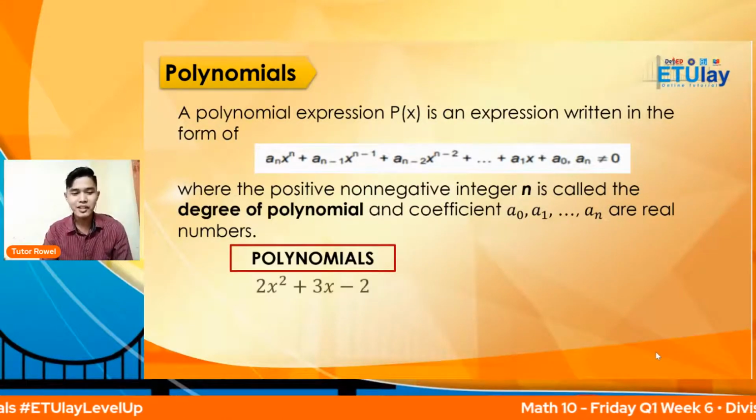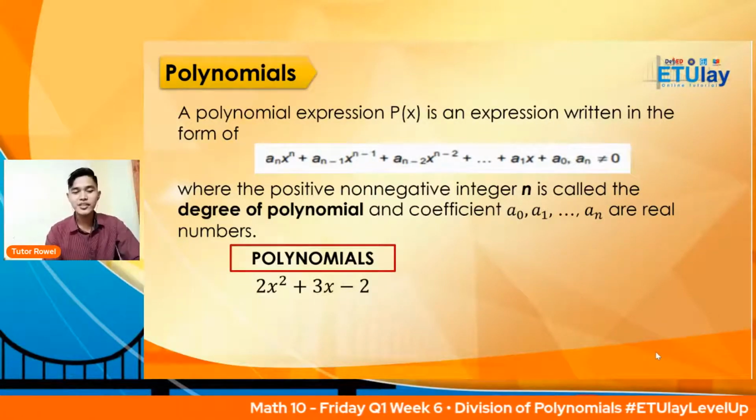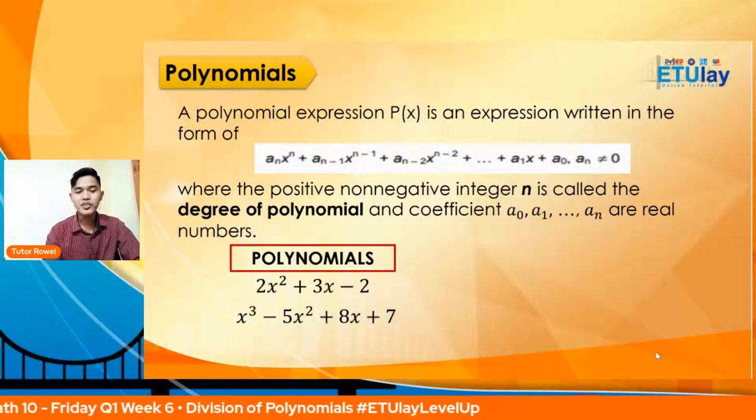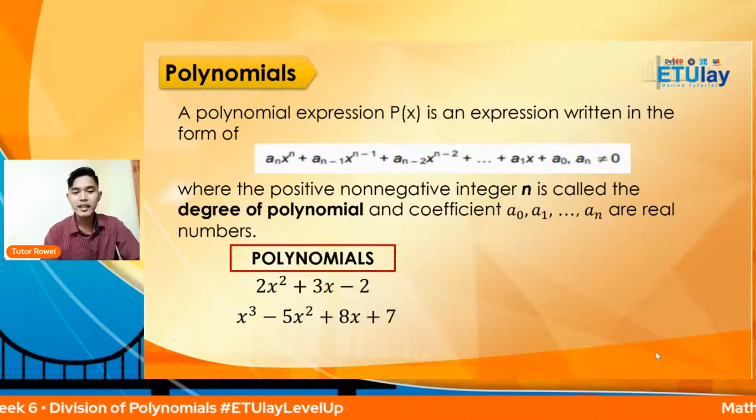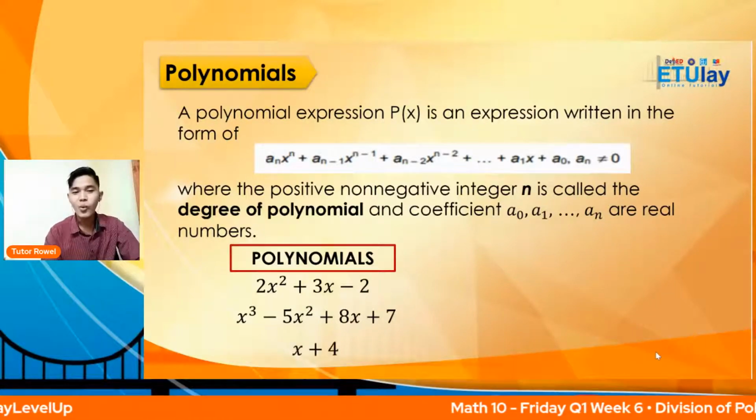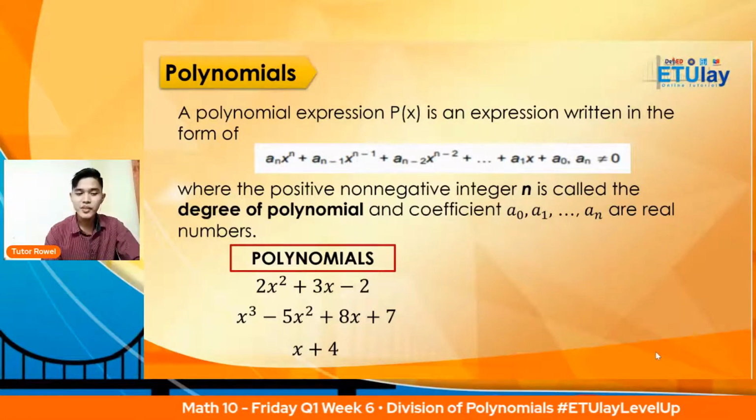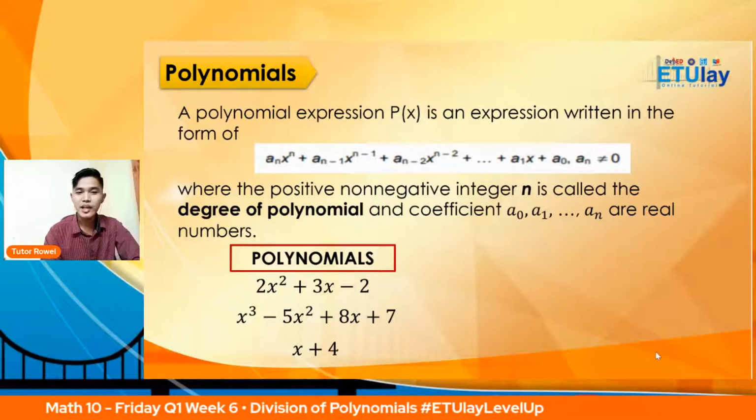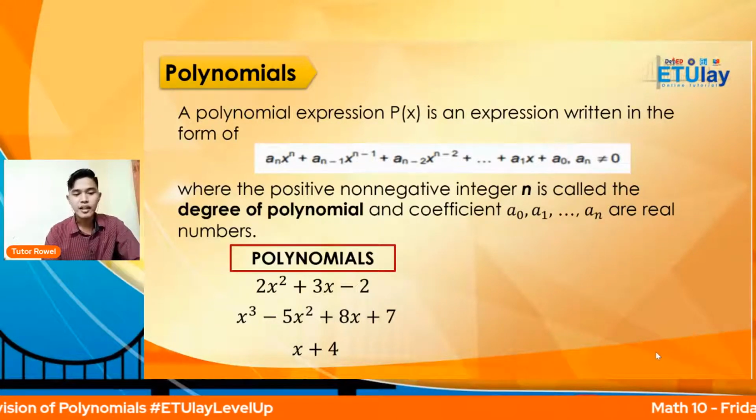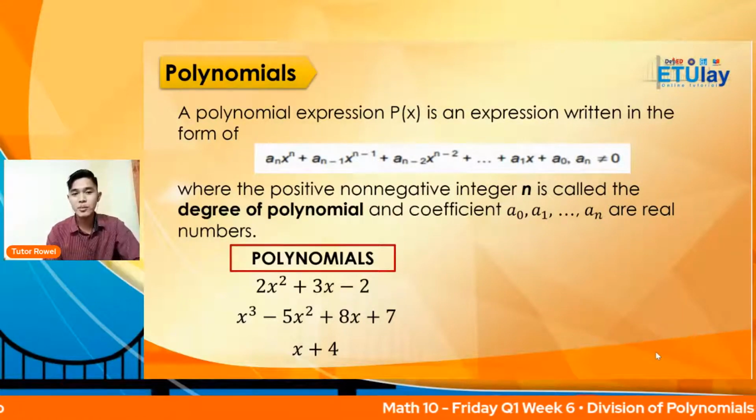So, example ng polynomials. We have 2x squared plus 3x minus 2. Pwede namang x cubed minus 5x squared plus 8x plus 7. It is an example of a polynomial. Or, we have x plus 4. So, yung una, trinomial. Yung ikalawa, anong tawag niyan? It can also be referred to as polynomial. Yung last is a binomial. So, ikalawa can be multinomial.